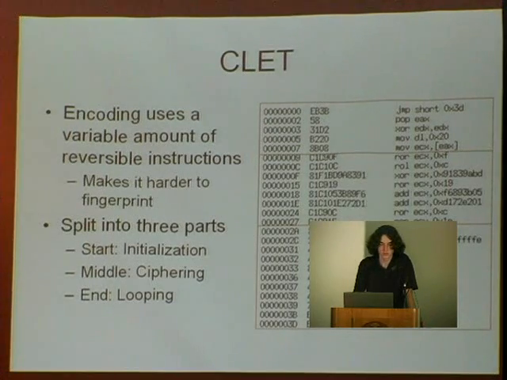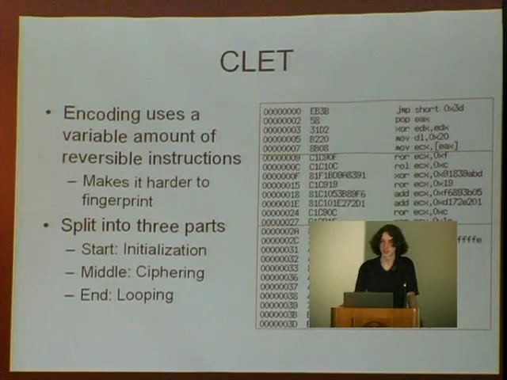CLET, like I said, uses a variable amount of reversible instructions, which means that instead of just using XOR, they can use multiple instructions. In this case, they use ROR, ROL, XOR, ROR, ADD, ROR, which, if you don't know, IA-32 assembly means absolutely nothing to you. But basically, they use around 8 different instructions to encode this, so that it's a bit more difficult to look at. And the CLET encoder, throughout all of the generated CLET encoders, is pretty much split into 3 parts.